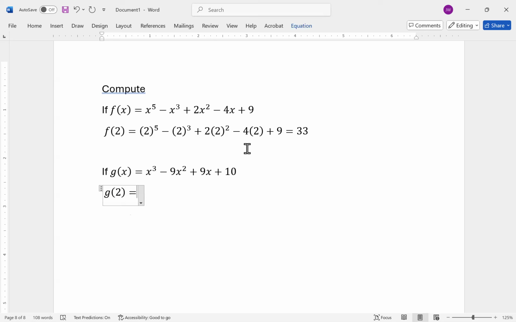When I plug in 2 to the other polynomial function, I get 2 to the third power minus 9 times 2 squared plus 9 times 2 plus 10. If you plug that into your calculator, you end up with 0.